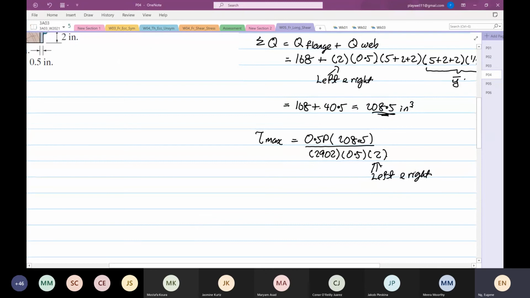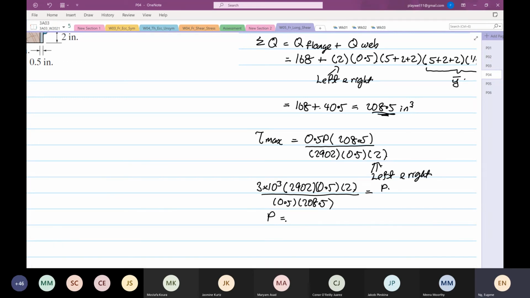So from here, we know that tau max is equal to 3 times 10 to the power 3, multiplied by 2902 multiplied by 0.5 multiplied by 2, divided by 0.5 and divided by 208.5, and this will be our P. So P will be equal to 3 times 2902 times 0.5 times 2 divided by 0.5 divided by 208.5, and it's equal to 83.511 times 10 to the power 3 pounds.